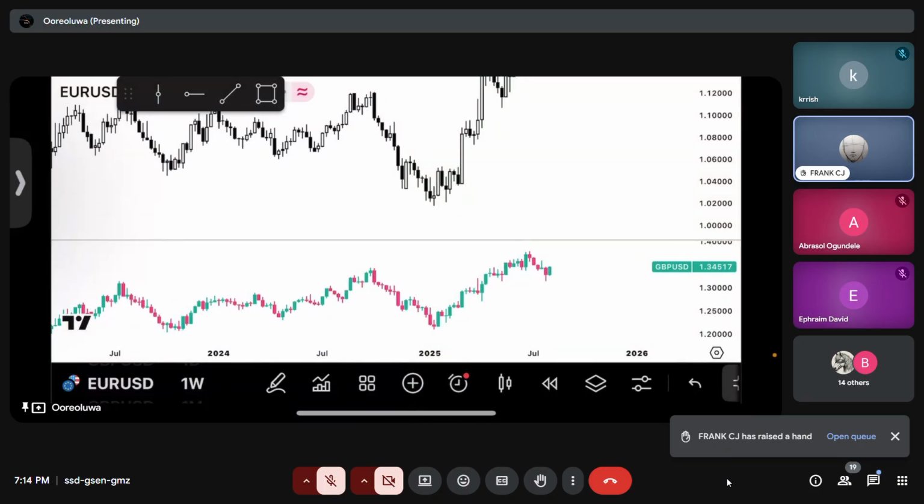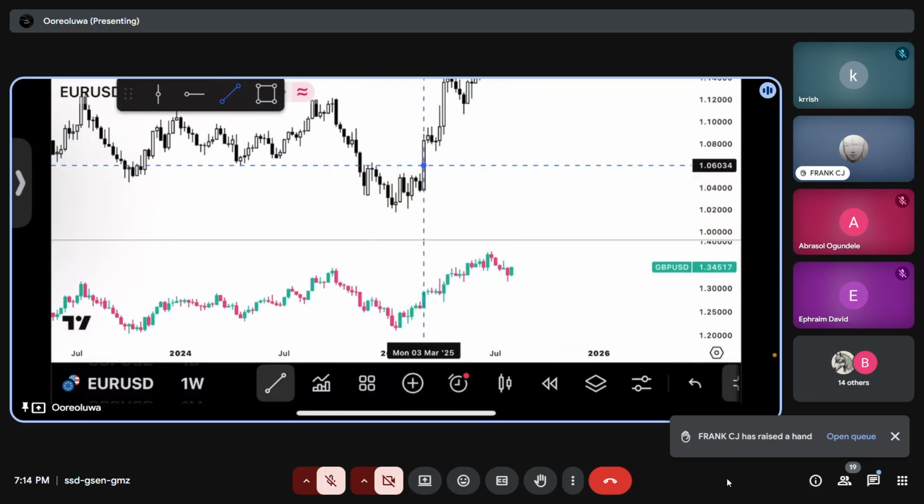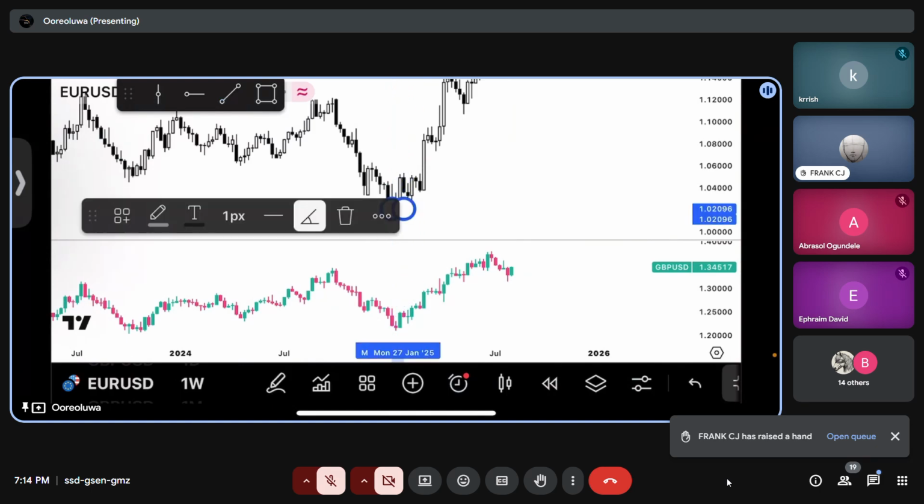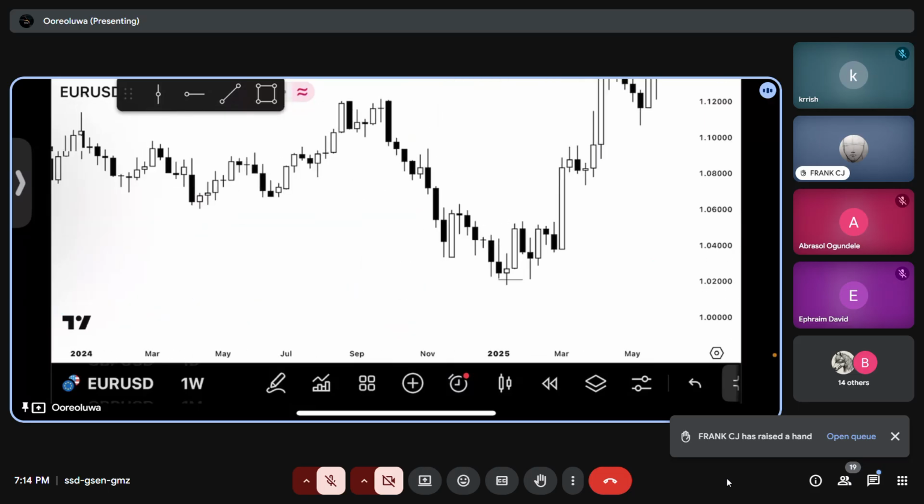So we're analyzing Euro USD because it's the only candle that wicked. It's the only pair that wicked below, not closed. So I put a vertical line on it.